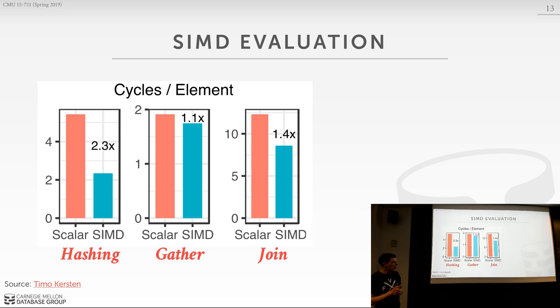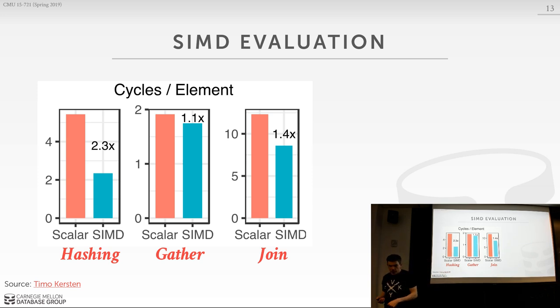The first experiment they do is running on a single thread. They take the primitives in Vectorwise used to execute a query, and I think this was Q3 and Q9. They implement it in a scalar version and a SIMD version, and they measure, for just executing that one primitive, the performance benefit you actually get. And this is when everything fits into your CPU cache. This basically follows up or corroborates the results we saw from the Columbia paper. For hashing, you get a 2.3x speedup. The SIMD with the gather gets 1.1, and then the SIMD join gets you 1.4. So for the individual operations, if you vectorize them with SIMD, you get better performance, as expected.